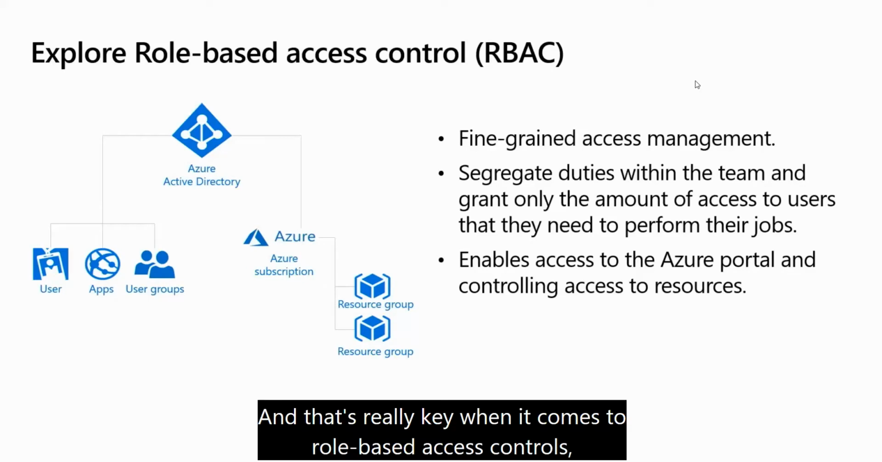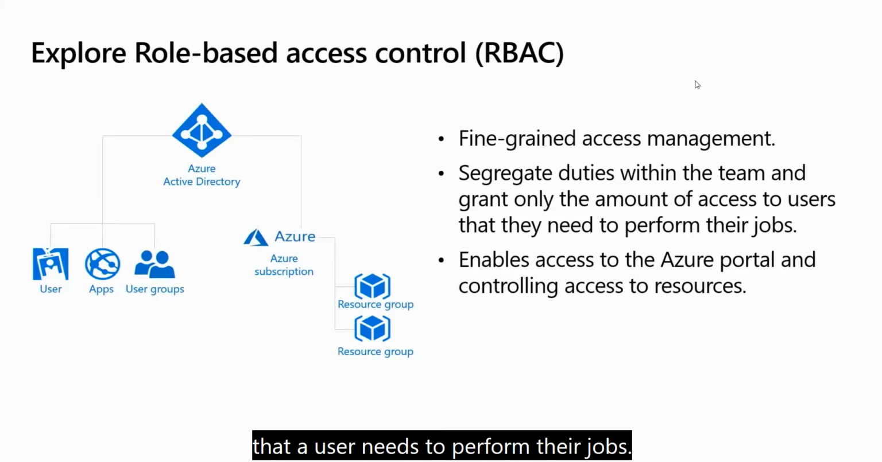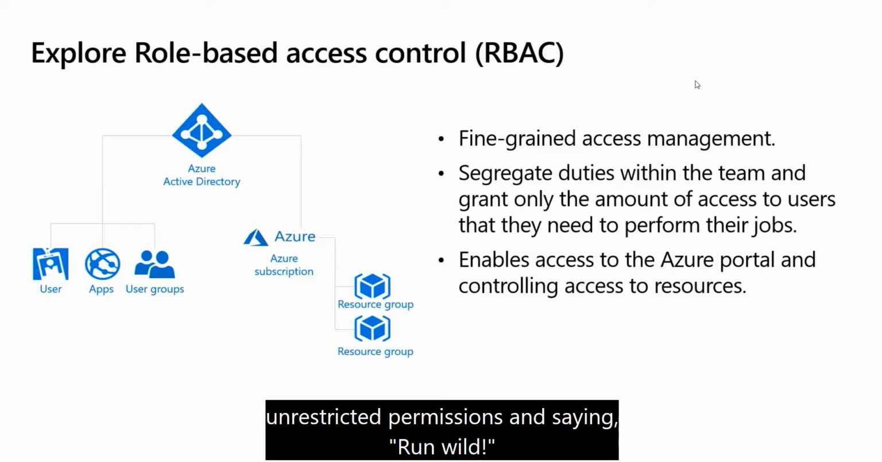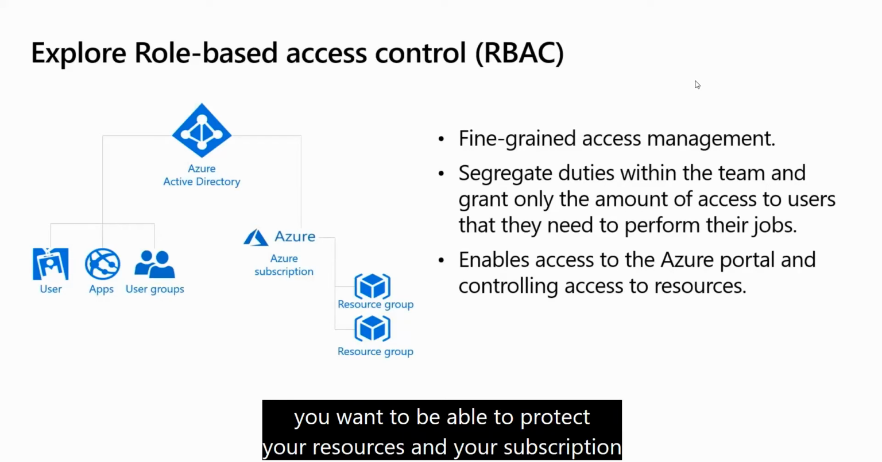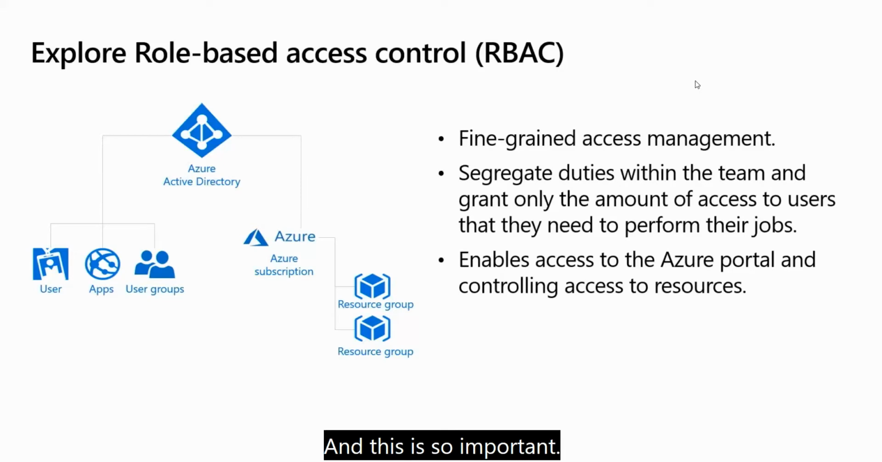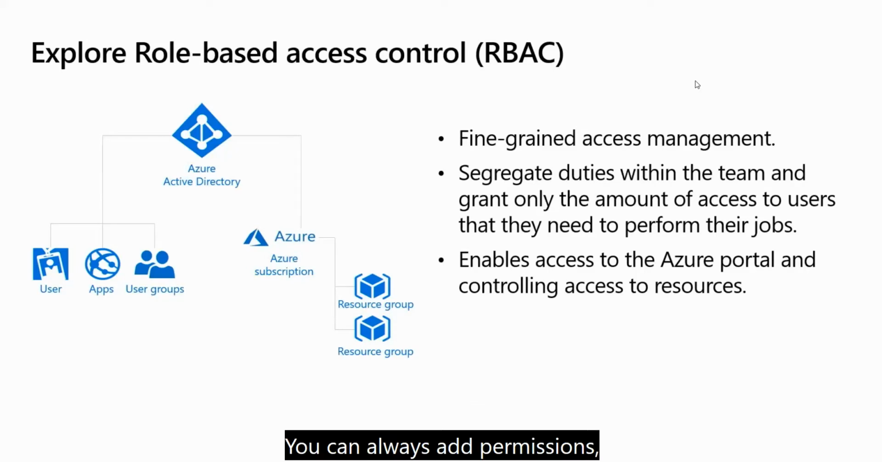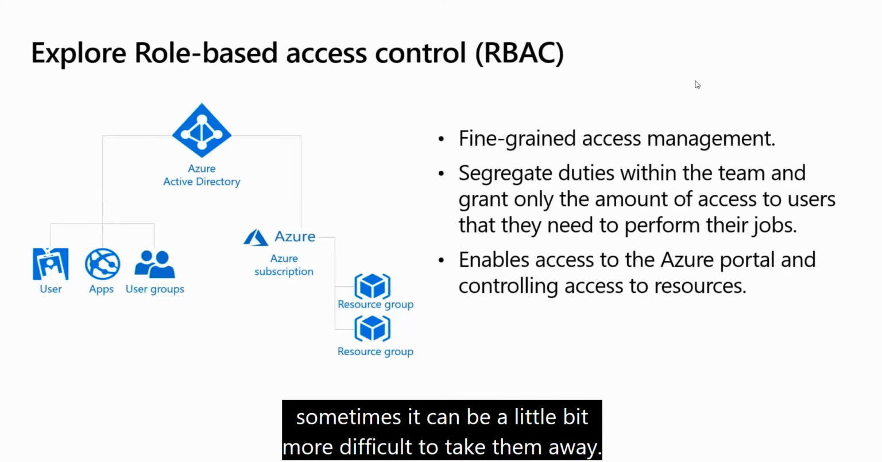That's really key when it comes to role-based access controls: you only want to grant the amount of access that a user needs to perform their jobs. Instead of trying to give everyone unrestricted permissions and saying, run wild, you want to protect your resources in your subscription. So you only want to allow certain actions at a certain scope level. And this is so important: you're granting the lowest level of privilege that they need to do their work. You can always add permissions. Sometimes it can be a little bit more difficult to take them away.